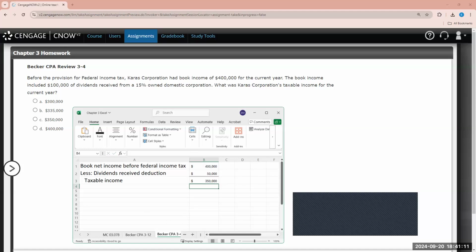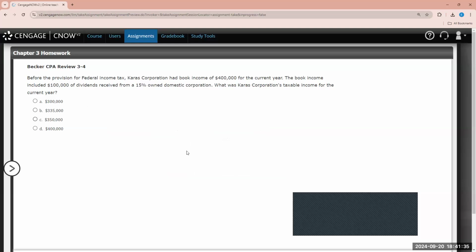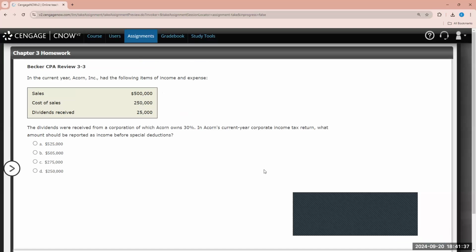And again, as we pointed out with the rule earlier, it is generally always limited to the taxable income before the special dividends received deduction. And then from there, we would take the lesser of the two. And in this case, $100,000 is less than the $400,000. So here we have the taxable income of $350,000. This brings us to our next question.